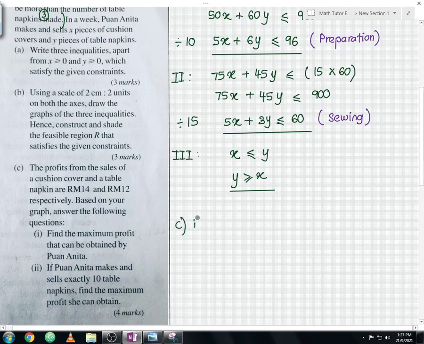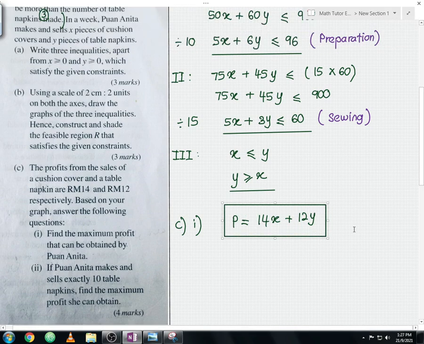The profit equation will be P equals 14x. The profit from a cushion cover is 14 ringgit, so you multiply 14 ringgit by the x cushion covers, and then you add 12 ringgit times the y table napkins. This is your profit equation. Let me box this. Up until now, I hope you guys understand.